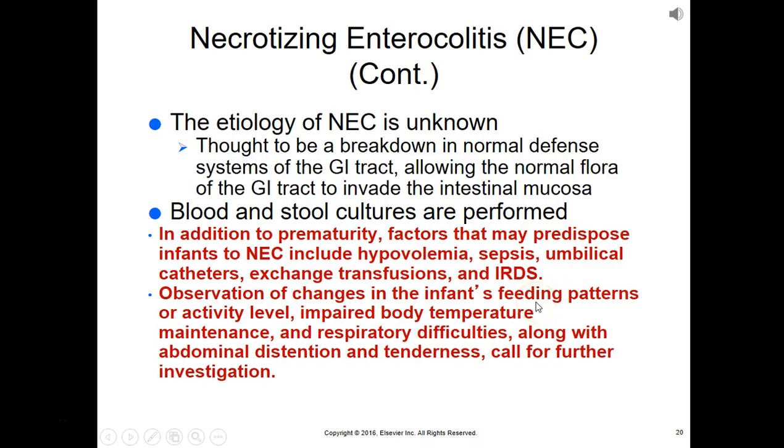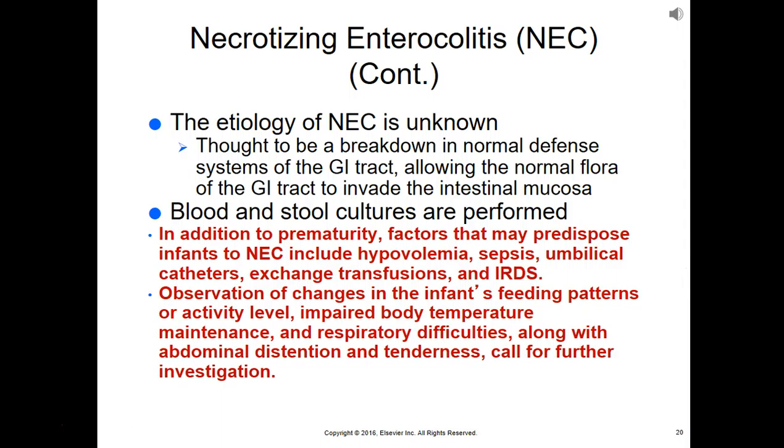The etiology is unknown. It's thought to be a breakdown in normal defense systems of the GI tract, allowing normal flora of the GI tract to invade the intestinal mucosa. Diagnosis is going to be made by way of blood and stool cultures. In addition to prematurity, factors that may predispose infants to NEC include hypovolemia, sepsis, umbilical catheters, exchange transfusions, and IRDS.